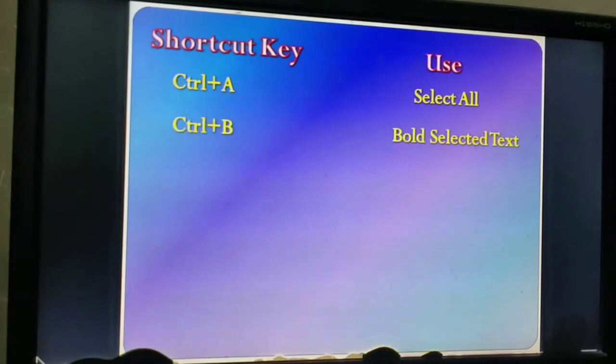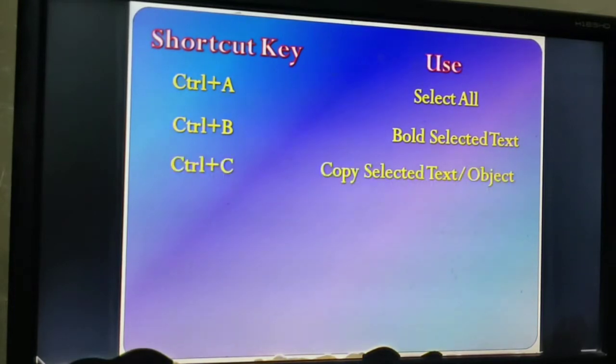Next is Ctrl plus B. It will bold your selected text, and for this, selection of text is very important. Firstly, you have to select the text and after that use the shortcut key Ctrl plus B, and to remove the bold effect you can press the same shortcut key. Ctrl plus C is used to copy the selected text or object. It means if there is any picture or any shape, you can copy that also.